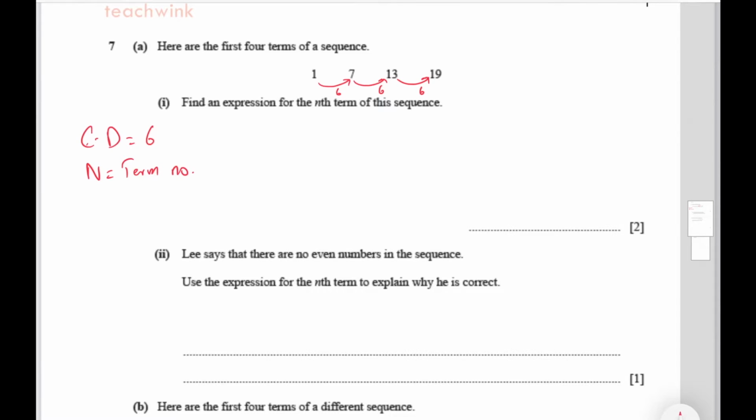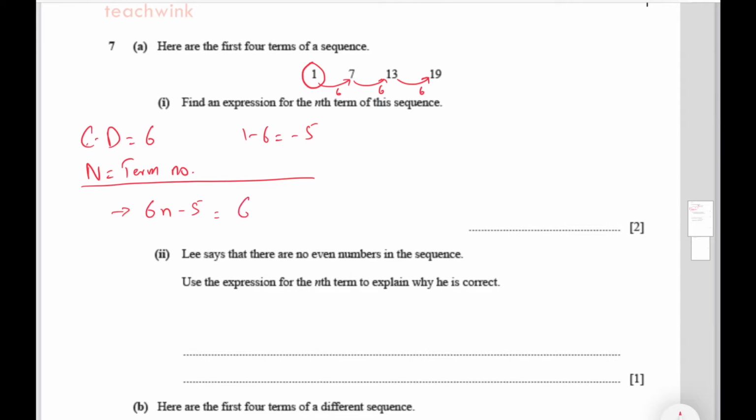And one more thing. If I talk about the term before this, that would be 1 minus 6. So 1 minus 6 gives us negative 5. Therefore, the term before the first term is going to be negative 5. Therefore, if you connect all of these, since 6 is being multiplied with the number of terms, and then we are subtracting 5 from it. Let's put this to test. This is the expression.